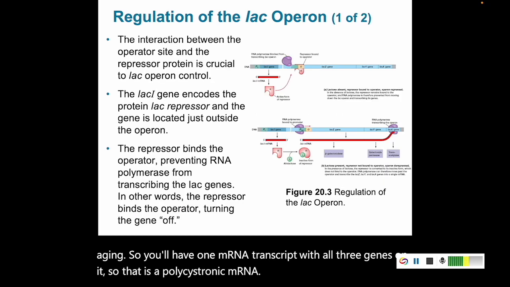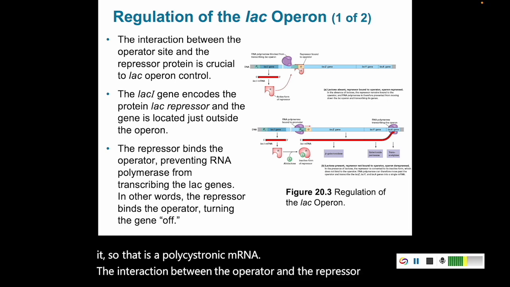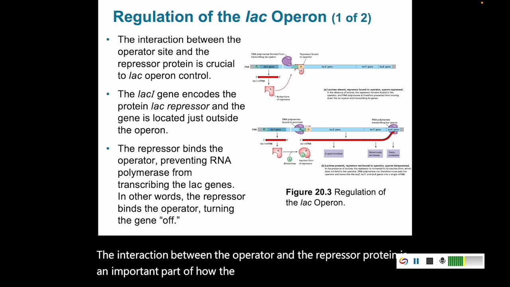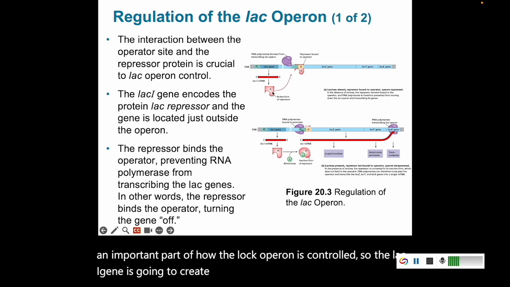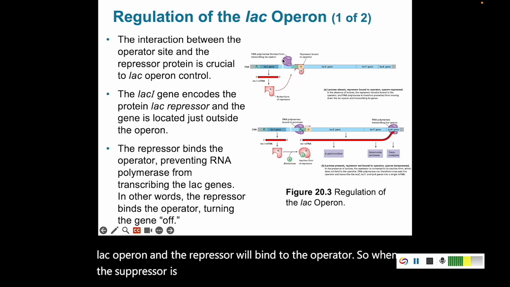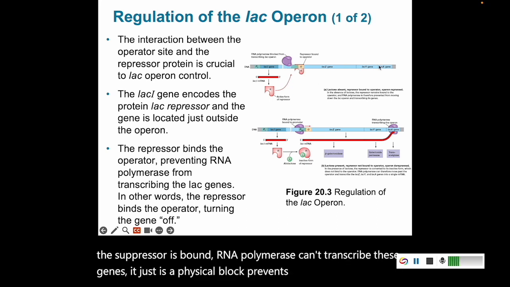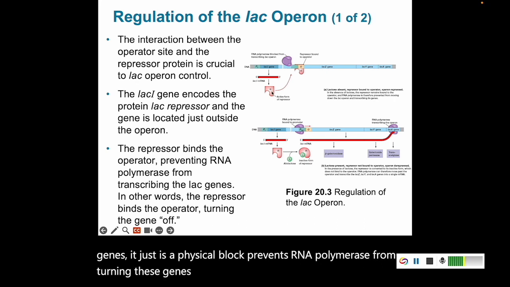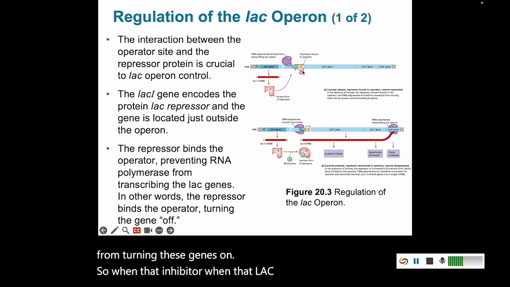The interaction between the operator and the repressor protein is an important part of how the Lac Operon is controlled. So the lacI gene is going to create a Lac repressor. This gene is outside of the Lac Operon. And the repressor will bind to the operator. So when this repressor is bound, RNA polymerase can't transcribe these genes. It is just a physical block that prevents RNA polymerase from turning these genes on. So when that lacI repressor is bound, the whole Lac Operon is turned off.